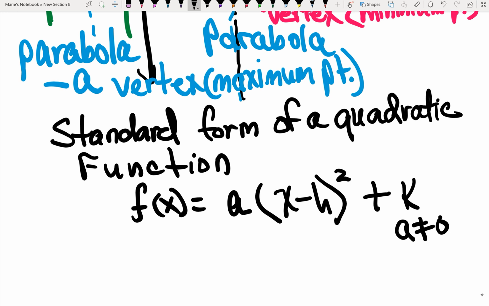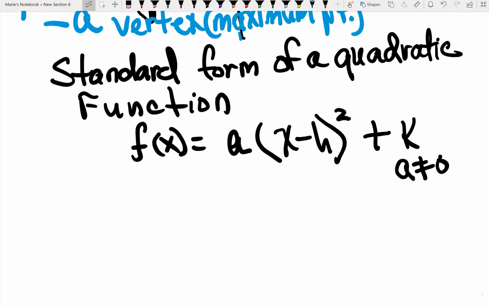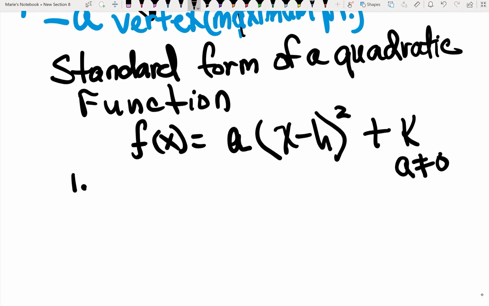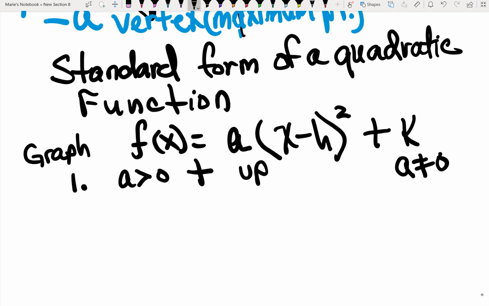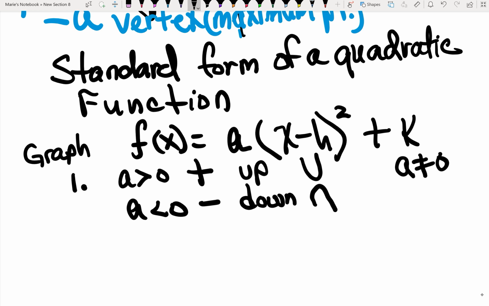So let me discuss with you other rules. First of all, when we graph these, there are some rules we stick to. As we graph this, you need to remember that if a is greater than 0, meaning that it's positive, the parabola opens up. And if a is less than 0, then our value is negative, and therefore the parabola opens down. So in this case, it goes up, and in this case, it goes down, in terms of the shape.